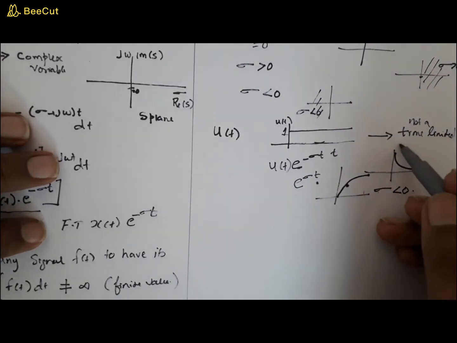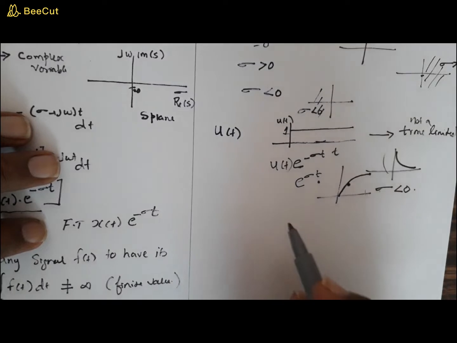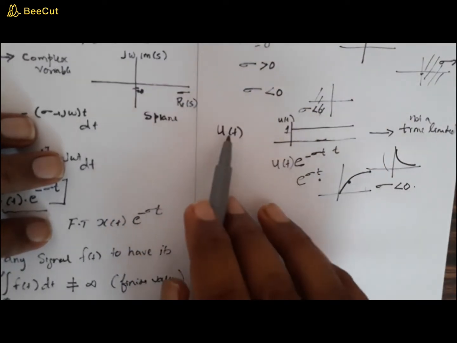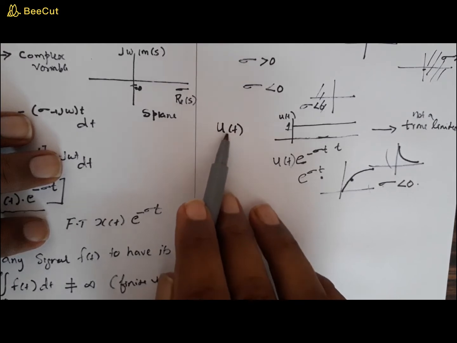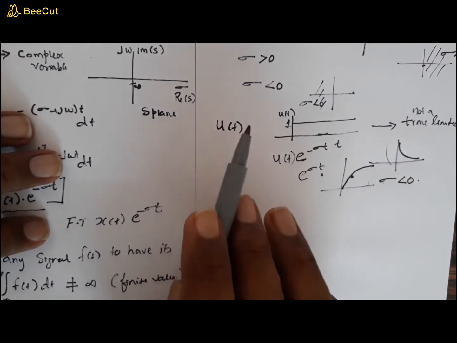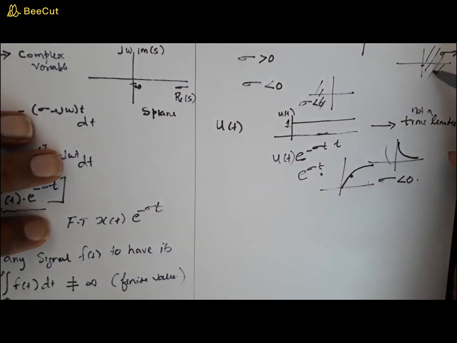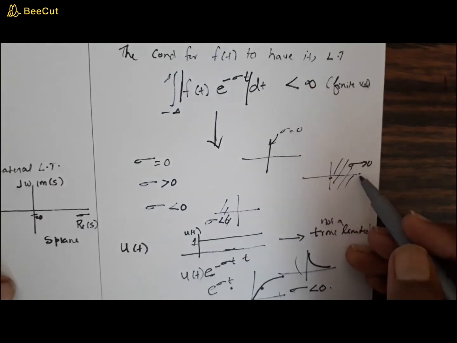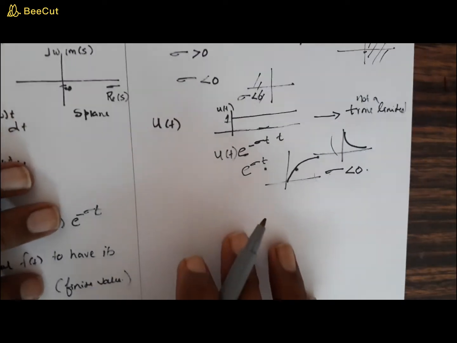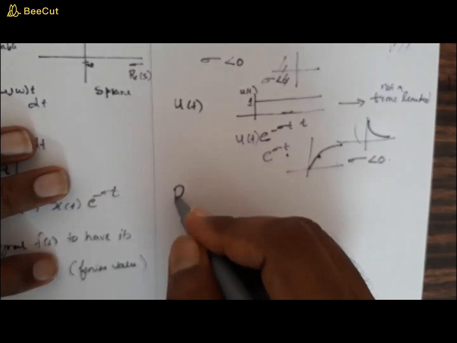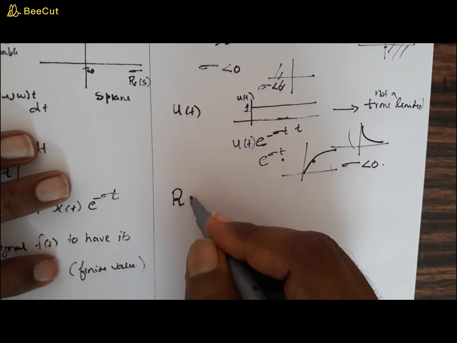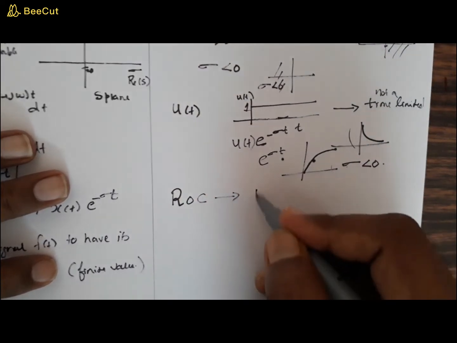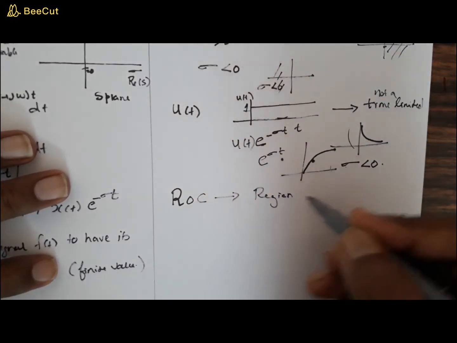So that means you need to impose a condition when you find the Laplace transform of u of t: this function will have a Fourier transform only in a certain region where sigma is greater than 0, right? This is a topic which we studied earlier. This region where you have the Laplace transform in the S-plane is called the ROC, or region of convergence.